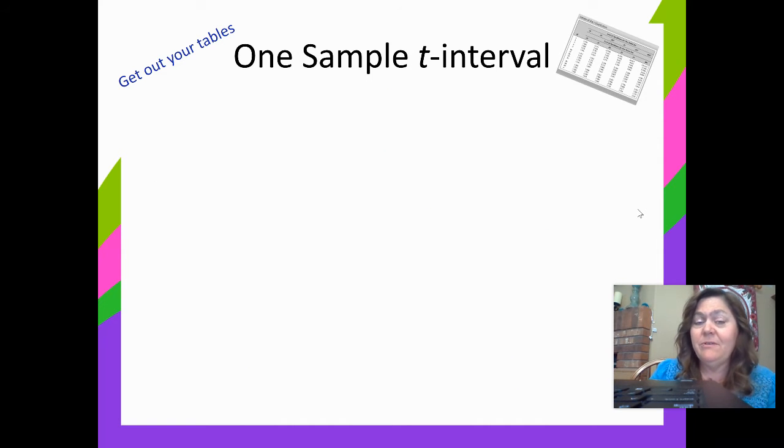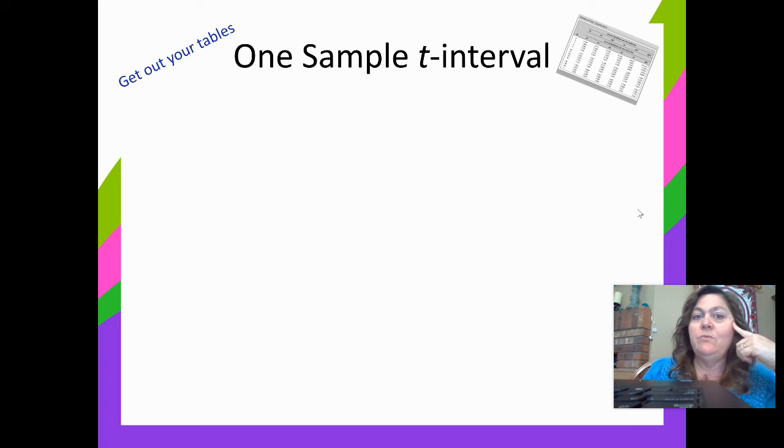But before we do, you need to have out your tables, your formula sheet from AP that has the tables in it. So if you need to pause me and go get that in front of you, it's a must to have right now.